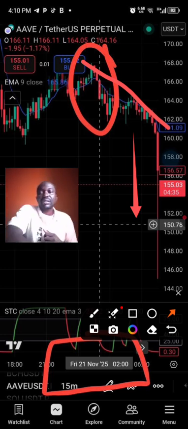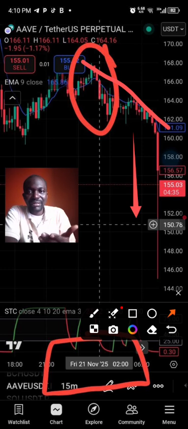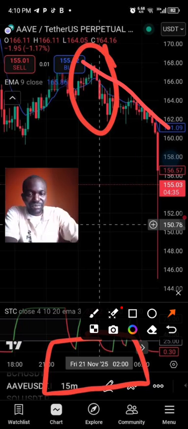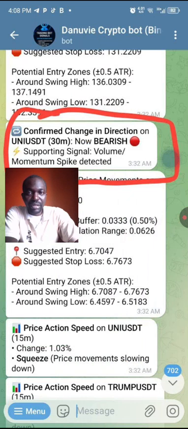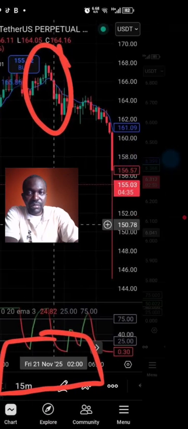So this is it, guys. Just learn to train your eyes, spot structure, spot support, spot resistance, spot the trend line. The trend line already indicates that the prices have started moving in that direction. So let's go to the next one. Next one is Uniswap. That's UNI USDT. Okay, let's go to that one.